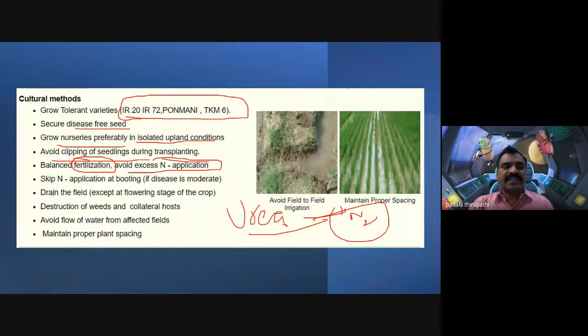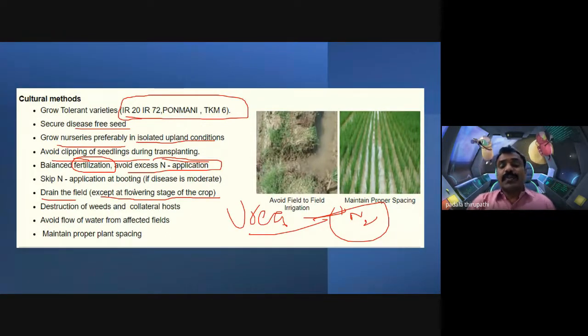And drain the field, except at the flowering stage of the crop. My dear friends, our crop field needs more than 60 to 70% of the water every day. We should change the water, or sometimes drain the field, which is most important. Whenever water is going to flow from our crop field, that is very important, and it also avoids the problem of this disease.